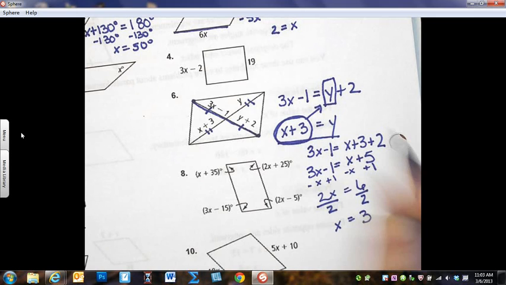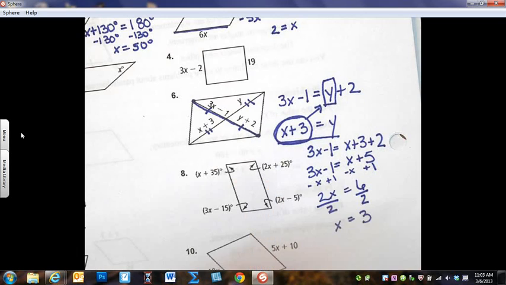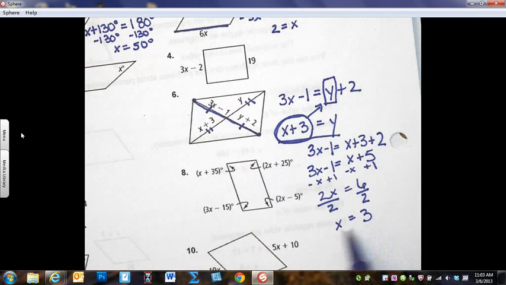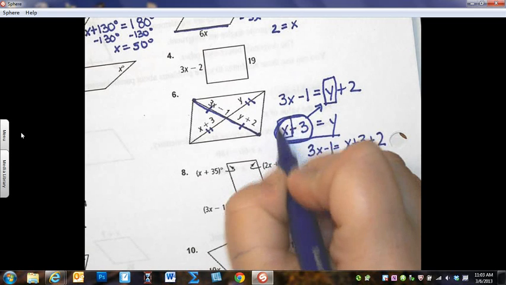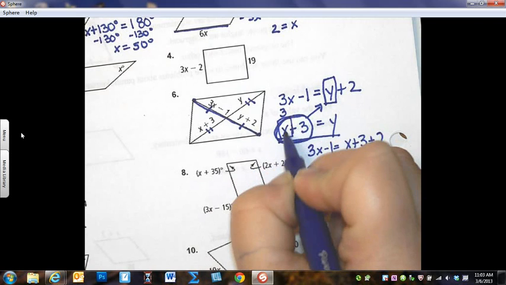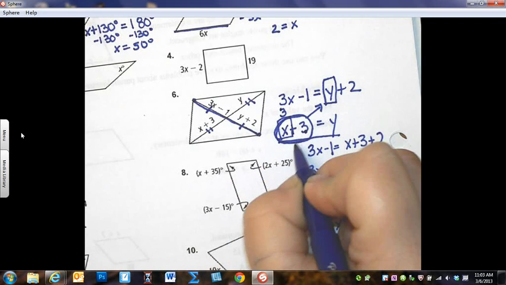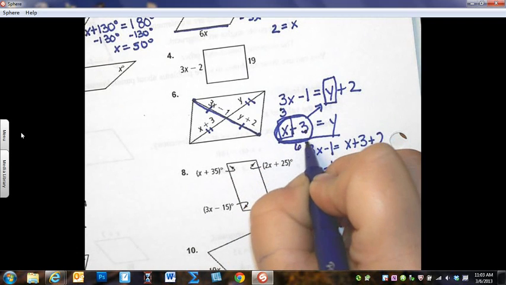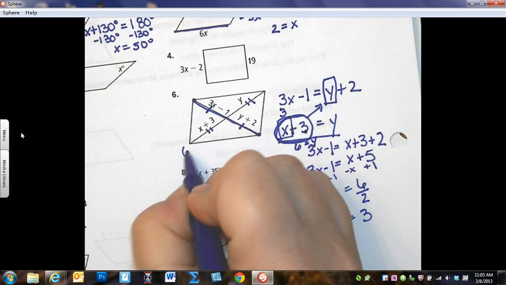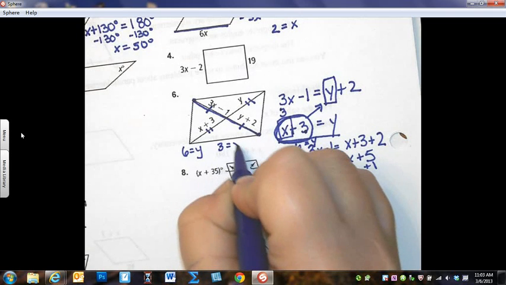So up here, I can go back and look at this expression again and substitute my x value that I found here. So I'm going to put a 3 in place. So I know that 3 plus 3 equals 6. So when I do that, I know 6 equals y. We know that 6 equals y and 3 equals x. And those are my two solutions.